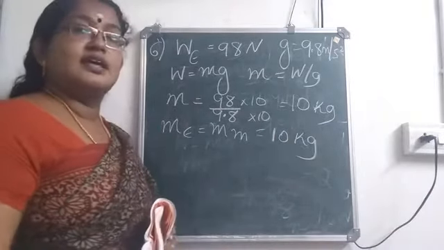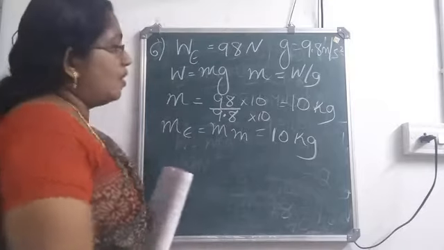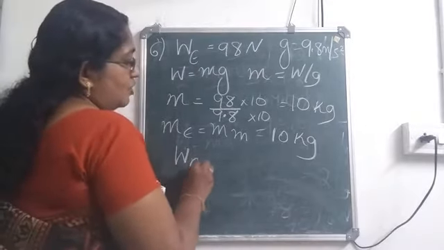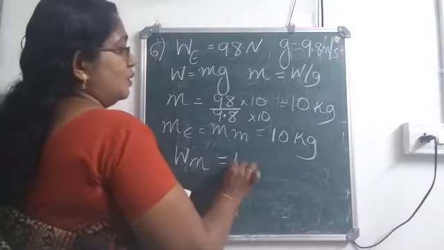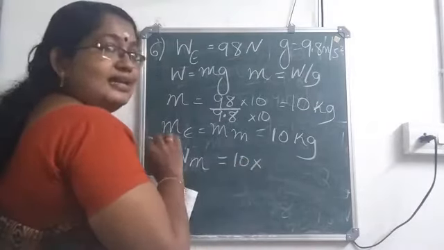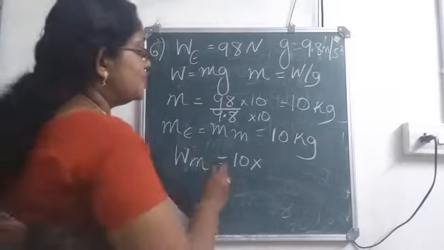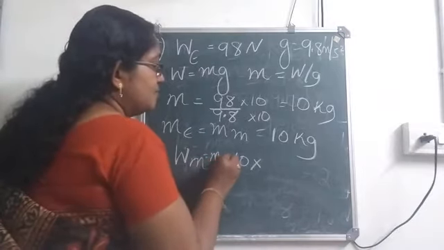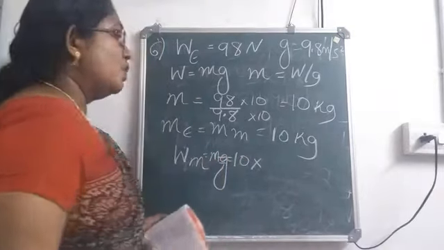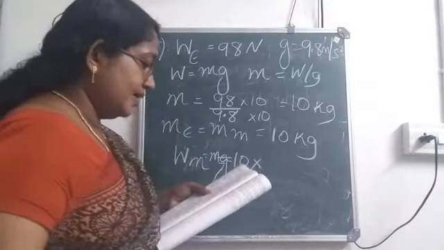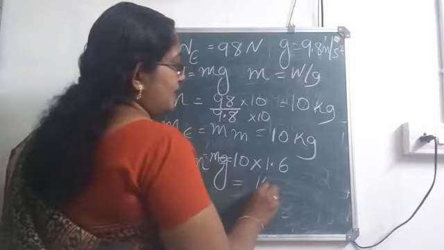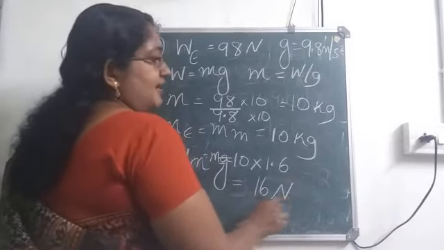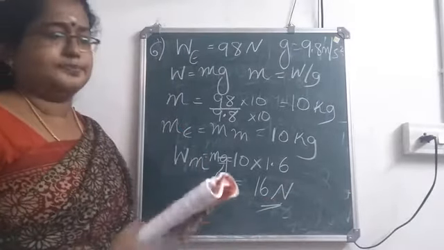Now, what is the next thing? We need the weight on Moon. So, weight on Moon is equal to mass into gravity. Mass is 10. And what is the value of g? mg is the equation. So, what is the value of g on Moon? It is given as 1.6. 10 into 1.6 is 16. Weight, the unit is Newton.